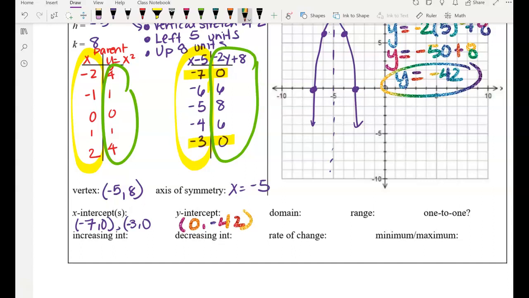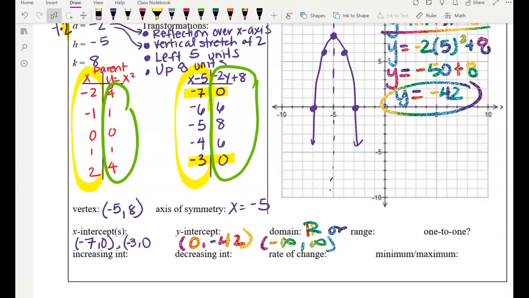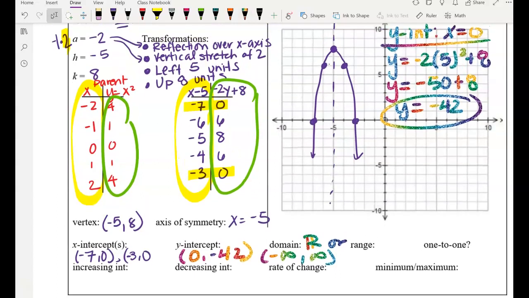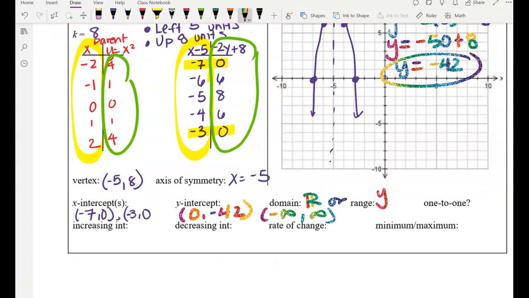The domain, we can say it's all reals, or you can also write it as an interval notation. Your range is going downward, students, but the max y value is going to be 8. So we can say, hey, y could be less than or equal to 8, or if we write it as an interval notation, negative infinity to 8 and a bracket right there. Okay.